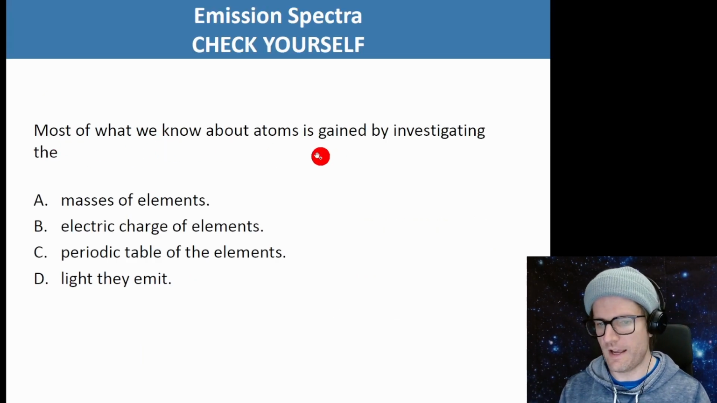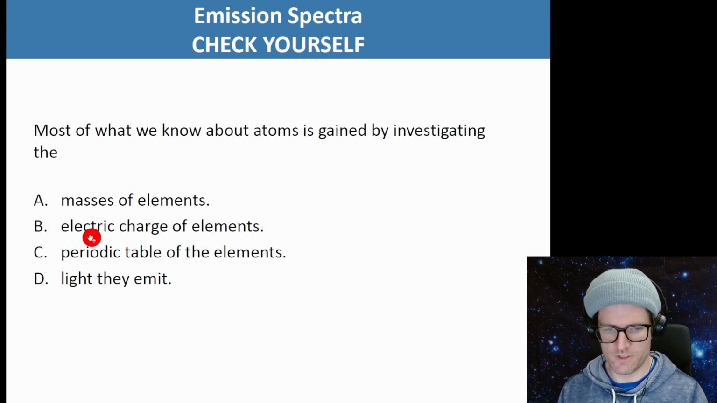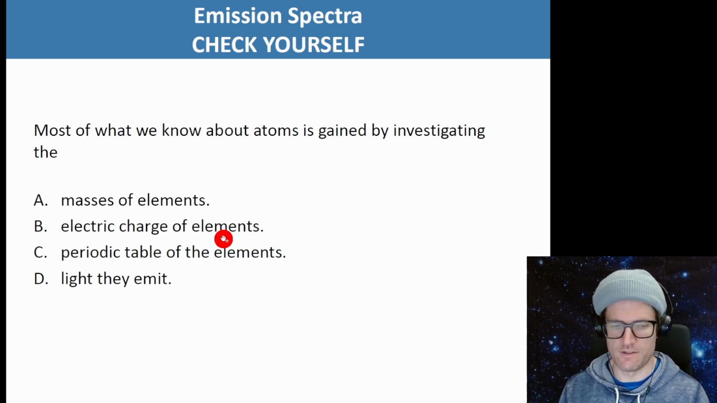Most of what we know about atoms is gained by investigating the masses of the elements. Partially true. Electric charges of the elements, also partially true. Periodic table of elements, we also get stuff from that. But D is the best answer.